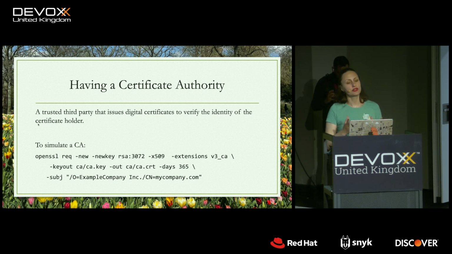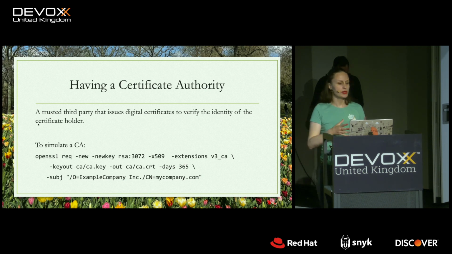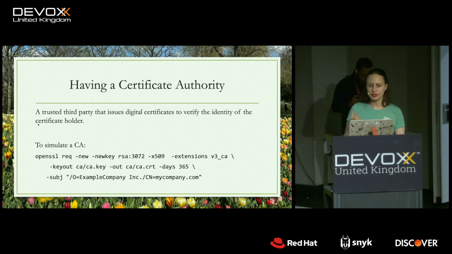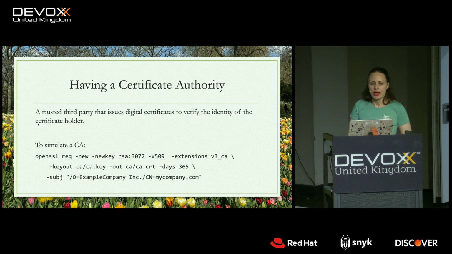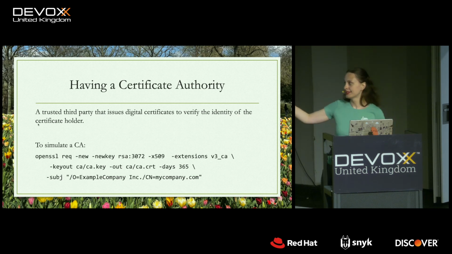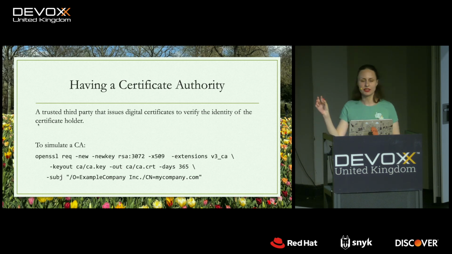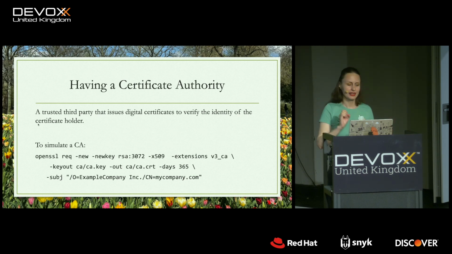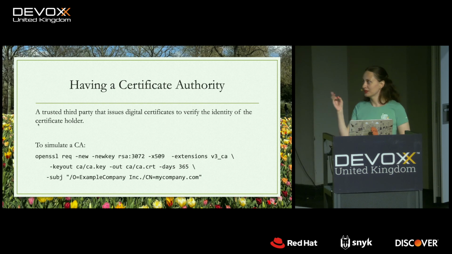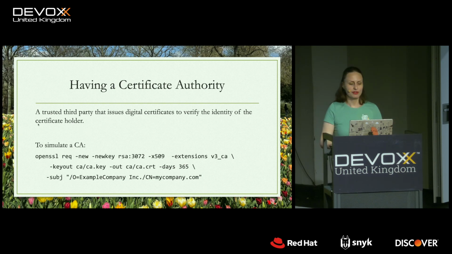So for my demo, I have created my own certificate authority because I wanted to have a way to simulate a trusted third party that issues digital certificates, right? And I want to work with that one. So in my case, I just use OpenSSL. Because I have a Mac, I had to use -extensions v3_ca. It's an issue with an OpenSSL default that I can tell you about later.